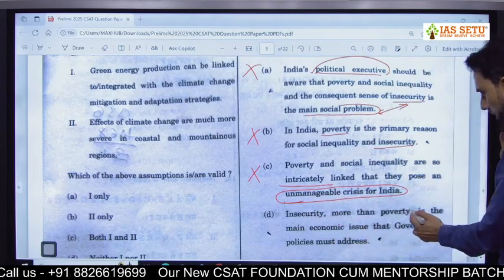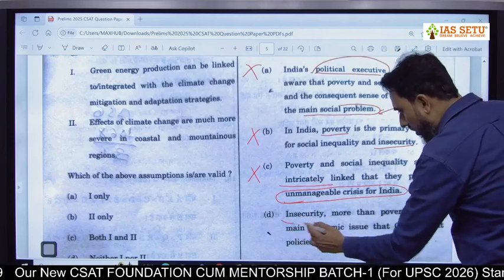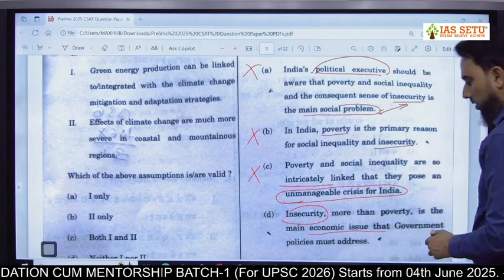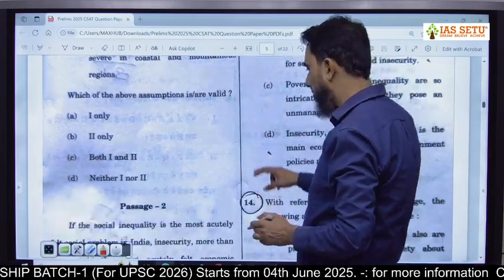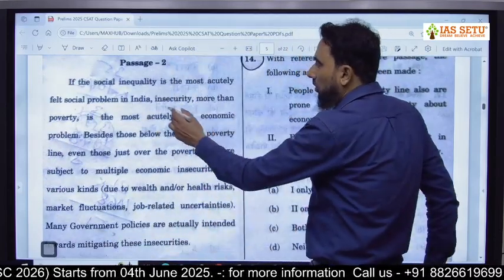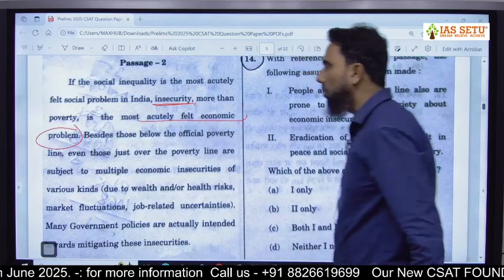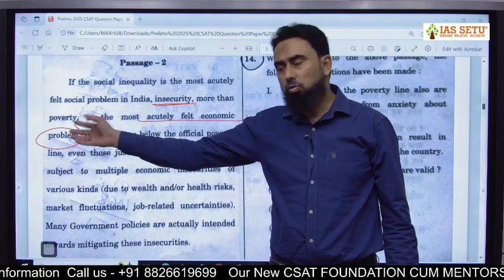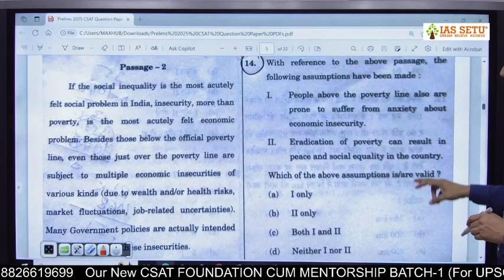D says insecurity more than poverty is the main economic issue that government policies must address. Insecurity more than poverty, as it is the bigger problem given in the passage. So obviously it is the main economic issue that government policies must address. So D is the best option. Now, "must be addressed": some students may be confused about why this is written when the passage doesn't say it. But when the author has said that insecurity is the most acutely felt economic problem, the problem must be resolved. Insecurity has been projected as a more serious problem than poverty itself, so there is no problem with that; it must be resolved by the government. Right, so option D is the best option for question number 13.